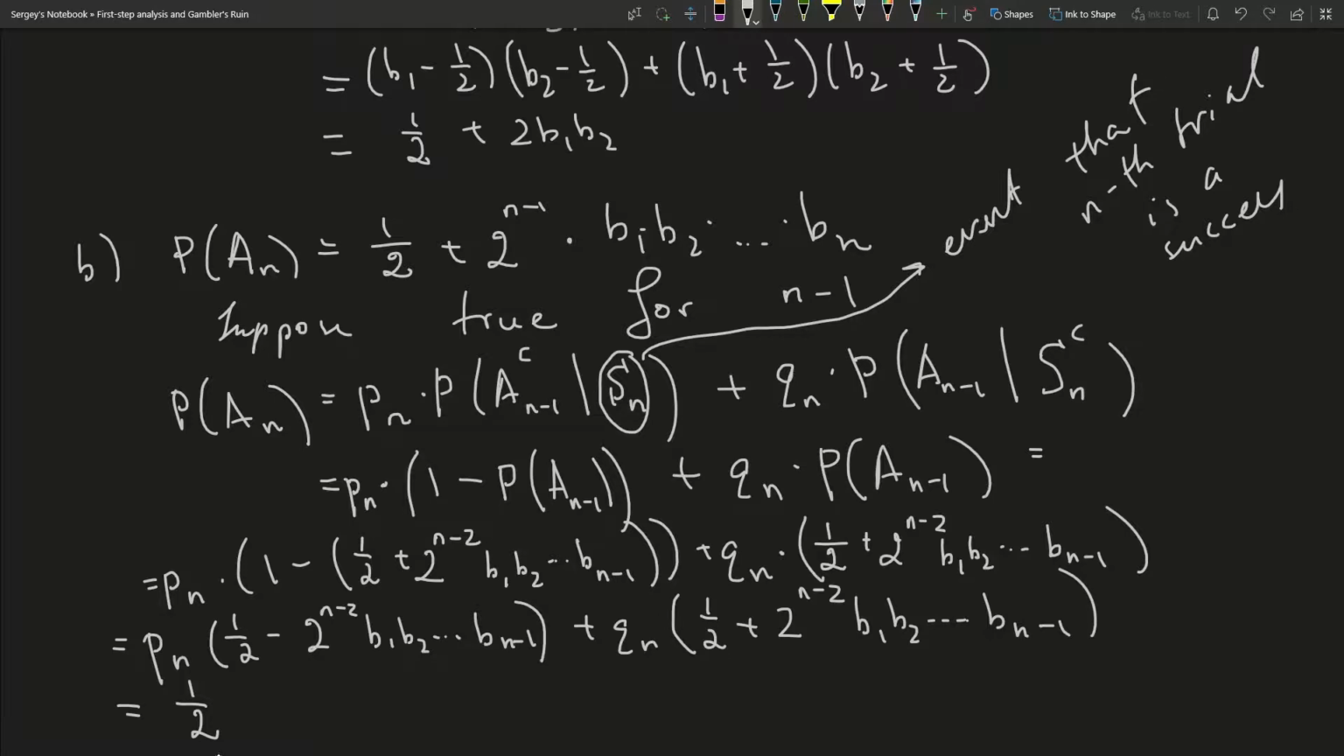And then we have Qn times this expression here minus Pn times this expression here. So we have (Qn minus Pn) in parentheses times 2 to the n minus second power, b1, b2, dot, dot, dot, bn minus 1.